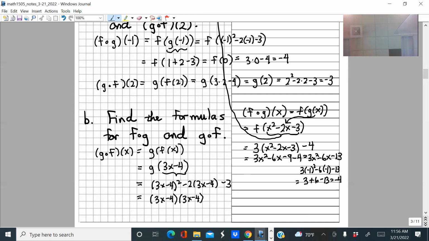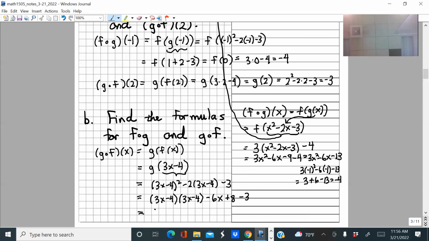So you're going to have 3x minus 4 times 3x minus 4 minus 2 times 3x minus 4. That's a little bit easier. That's going to be minus 6x plus 8, right? And then don't forget the minus 3. It's easy to forget that, but it's still there. And now let's see if we can square this binomial.